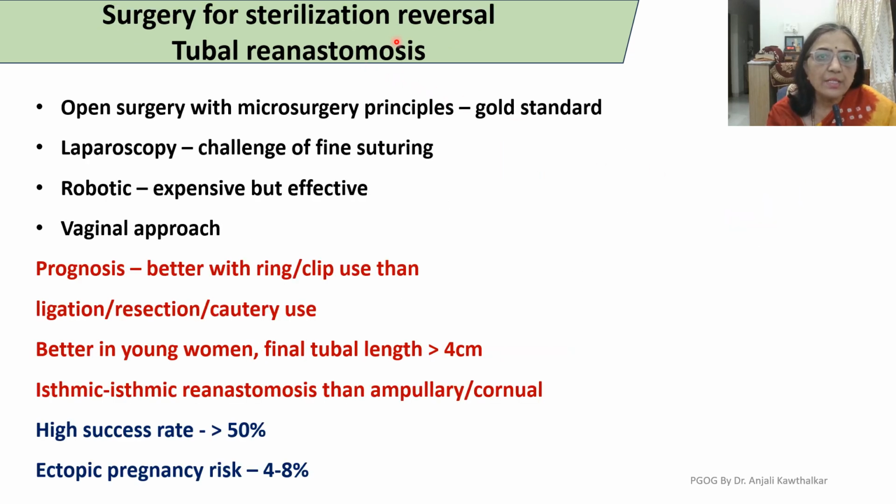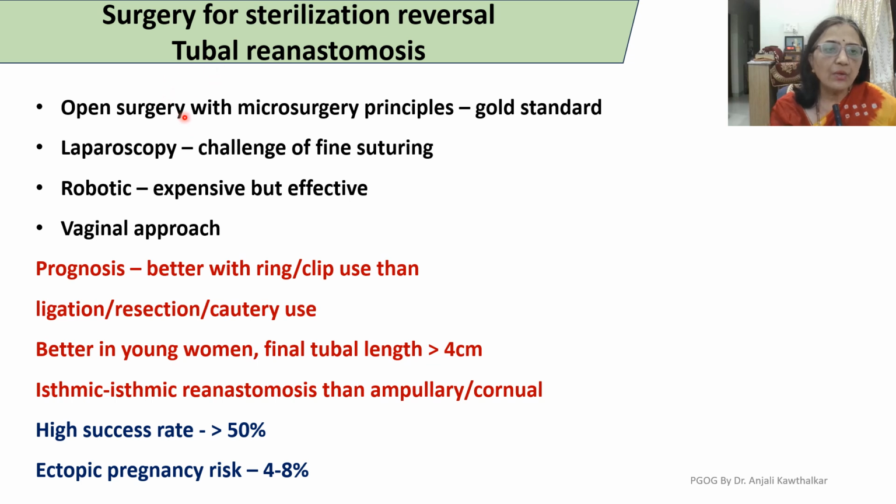Now, for sterilization reversal, so many young women are undergoing tubal sterilization and then they come for tubal re-anastomosis. Sometimes there is some tragedy, loss of children or remarriage, and so many issues, and young women especially are coming with a request for tubal re-anastomosis. That is why tubal sterilization is also considered one of the tubal factors leading to infertility.